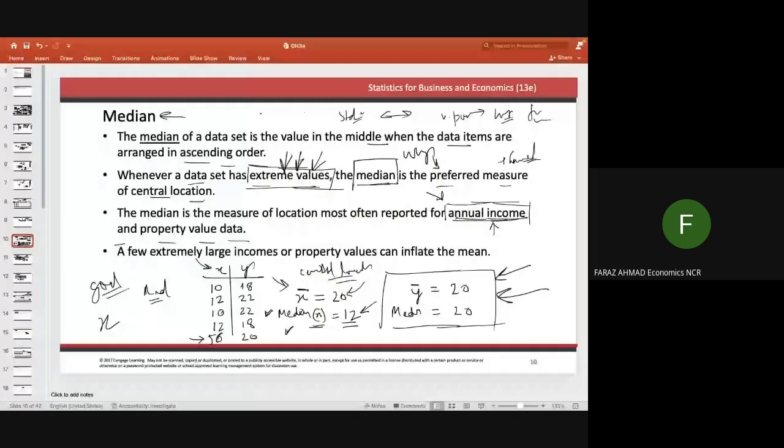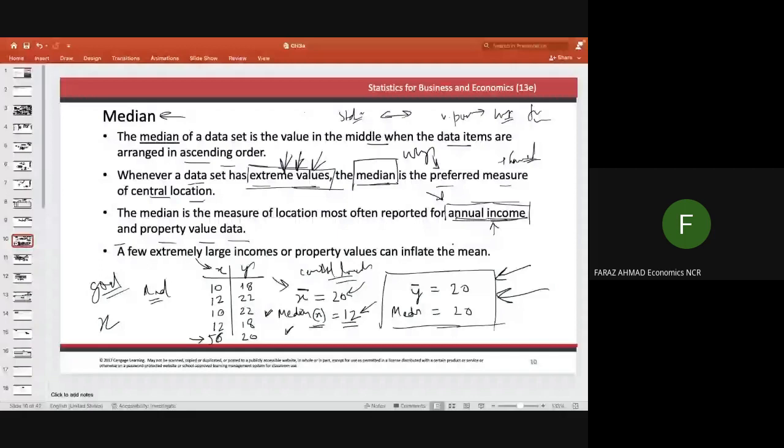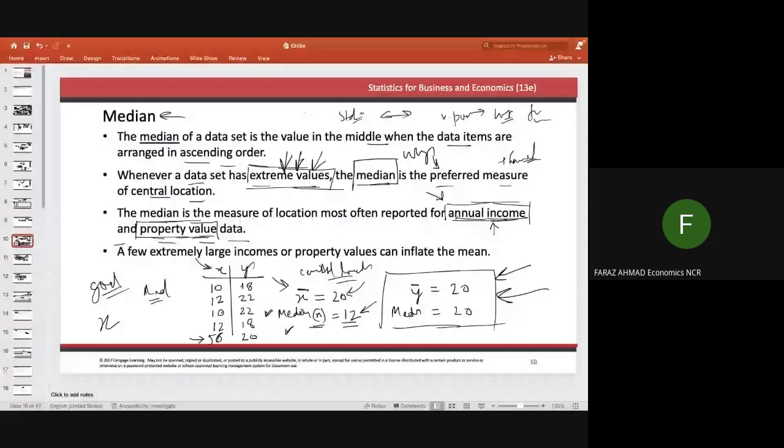So in that case, it is better to report median as a measure of location rather than the mean, because mean is affected by extreme values and median is not affected by extreme values. That's why for annual income data, median is reported. Similar is the case with property value. There are properties which have a very, very high value and properties which have a very low value. So again, this is skewed, and it's better to report median rather than the mean to get an understanding of the central location.